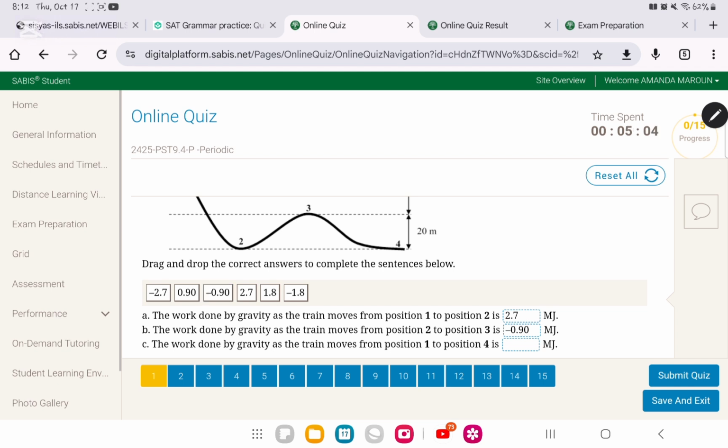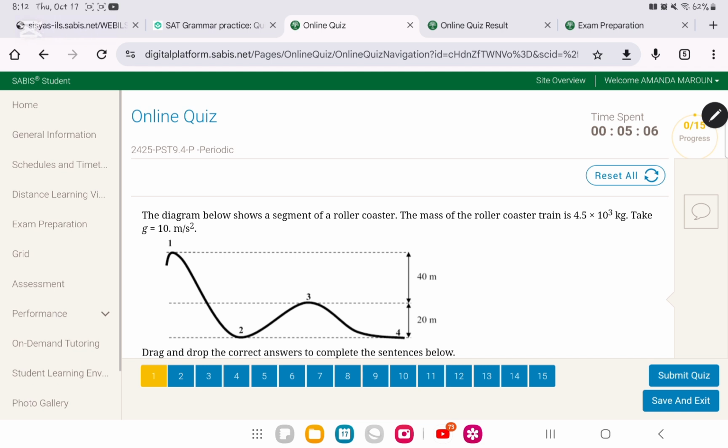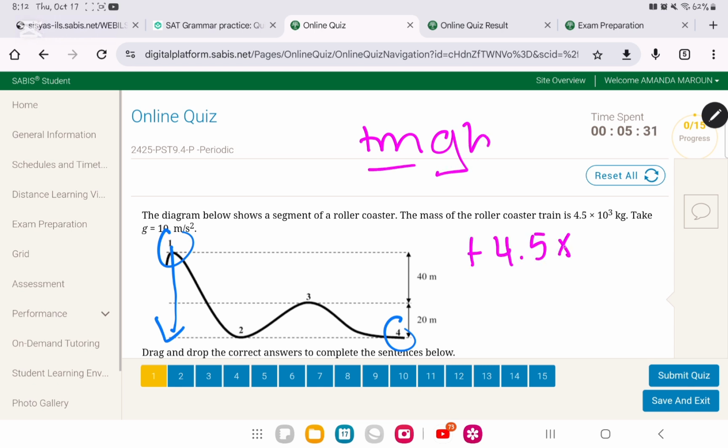Now part C, the work done by gravity as the train moves from position 1 until position 4. Okay, from position 1 until position 4. When we're talking about work, it does not depend on the path it moves. It depends on the initial position and the final position. So again, it's going downward, so we're gonna use plus mgh. Okay, m in this case is 4.5 times 10 to the 3, multiplied by g, which is 10, multiplied by the h, which is 40 meters plus 20 meters, we will get 60.